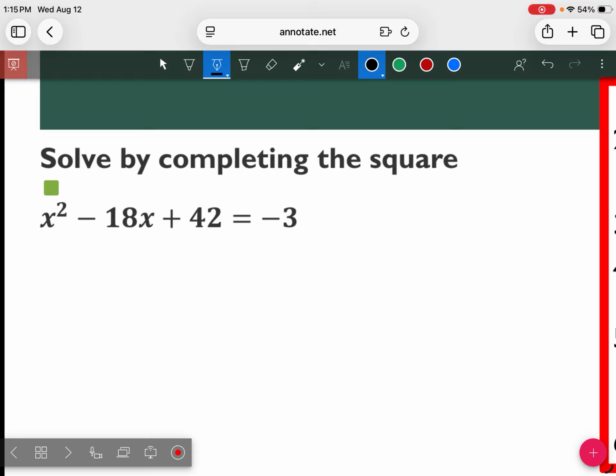It's always going to be positive because if you square a number, it's always positive. That's a good question. The number that we're adding should always be positive.